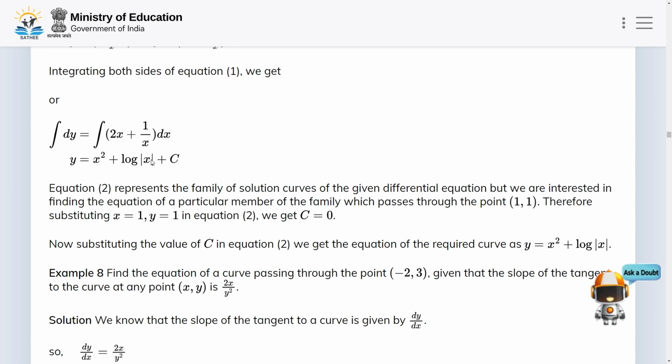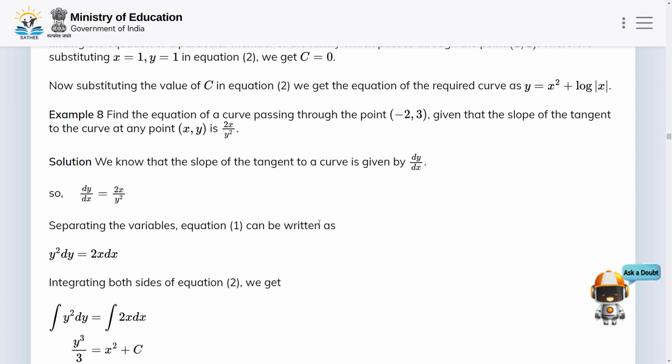So substitute your values. You will get 1 is equal to 1 by 2 plus 0 plus c. So this means c will be just 1 by 2. This means your particular solution will be y is equal to x squared by 2 plus log mod x plus 1 by 2. Okay. Next example.